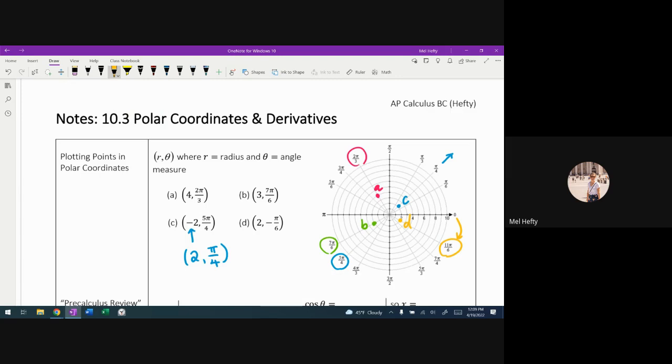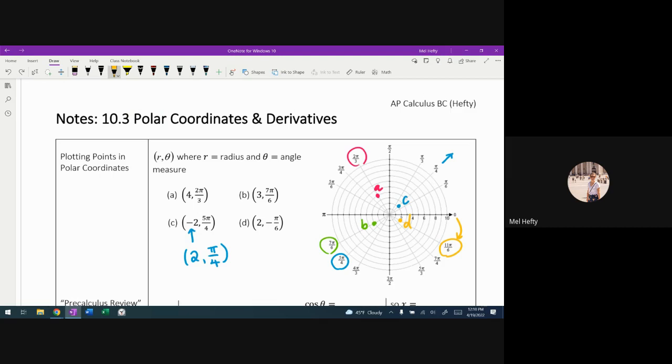Can anyone get more creative? Yeah, so you could do negative 2 comma 5 pi over 6. So there's a lot of different ways you can do that point. So you're going down the negative part. Because what? That's the angle part. So you're going to whatever angle it would be on the unit circle. So the negative pi over 6 is just down a pi over 6. And then you count the radius.